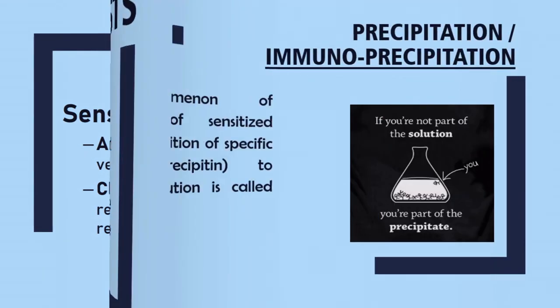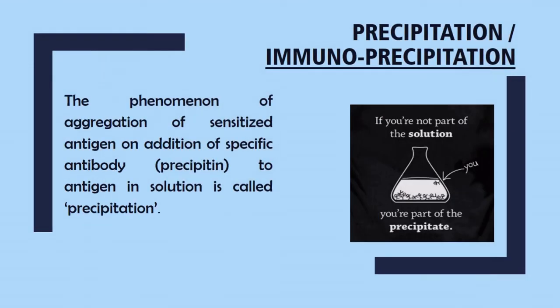Right now, let us proceed with the first type of reaction, that is precipitation, or should we call it, in case of antigen antibody, it is not chemistry that we are talking about, precipitation of antigen antibody complexes. So it could be, better words, said as immunoprecipitation. Okay, the phenomenon of aggregation of sensitized antigen, very important, on addition of specific antibody. Now antibody is the one which precipitates antigen. So who is precipitating is the antibody.